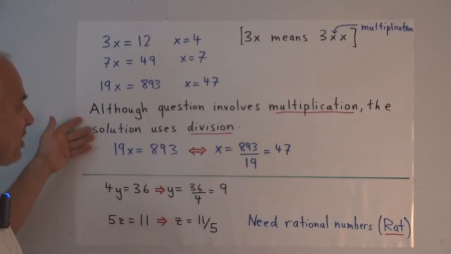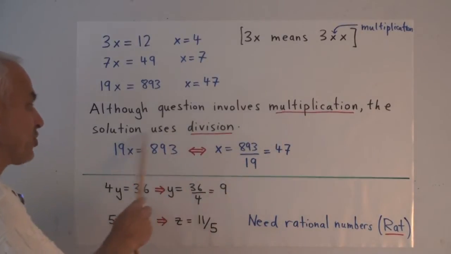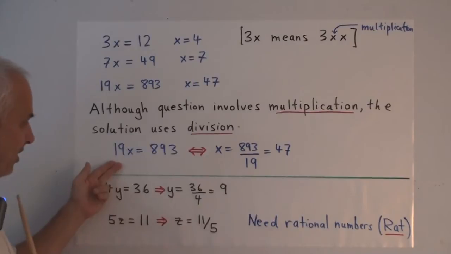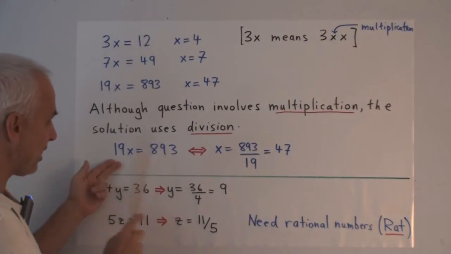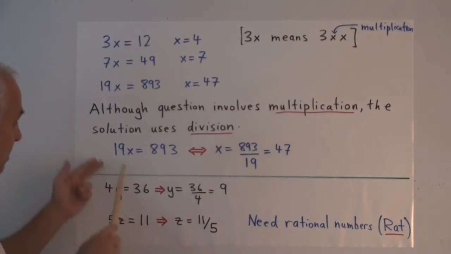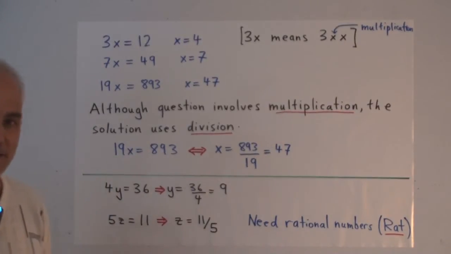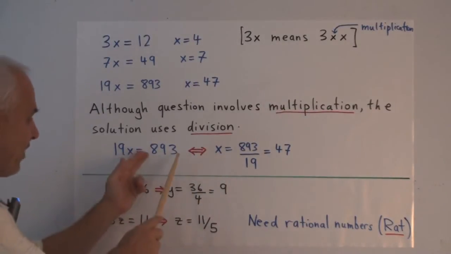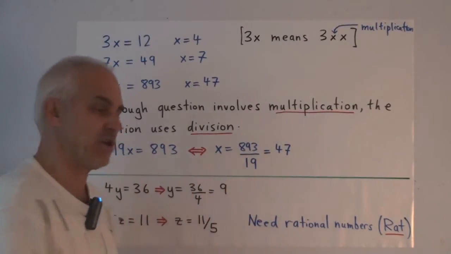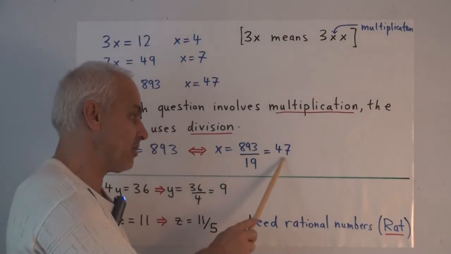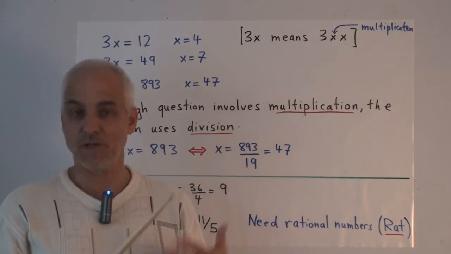And so although the question involves multiplication, the solution uses division. In other words, we take this equation, 19x equals 893, and we replace it with the equivalent equation obtained by dividing both sides by 19. So if we divide this by 19, we just get simply x, and if we divide this by 19, well, we get that fraction. And 893 divided by 19 turns out to be 47 once you do the long division.